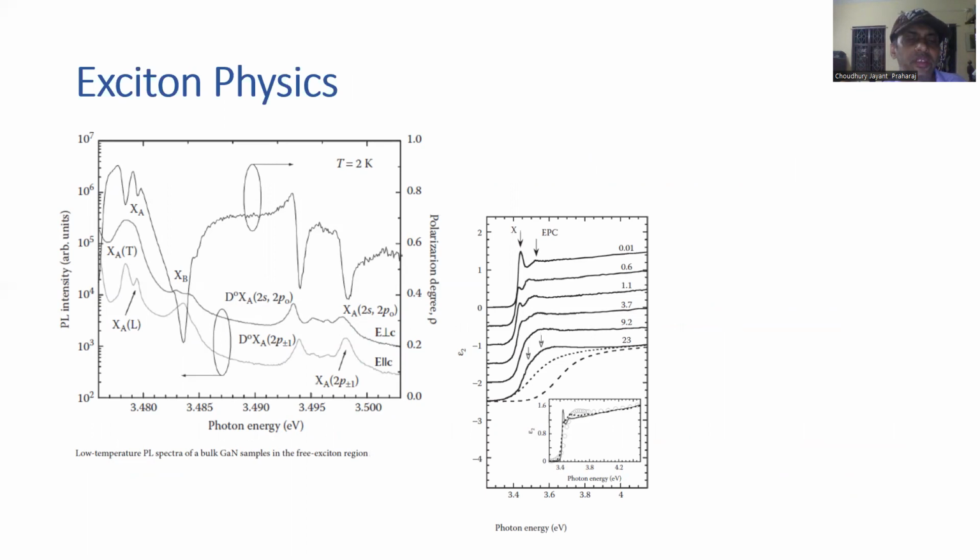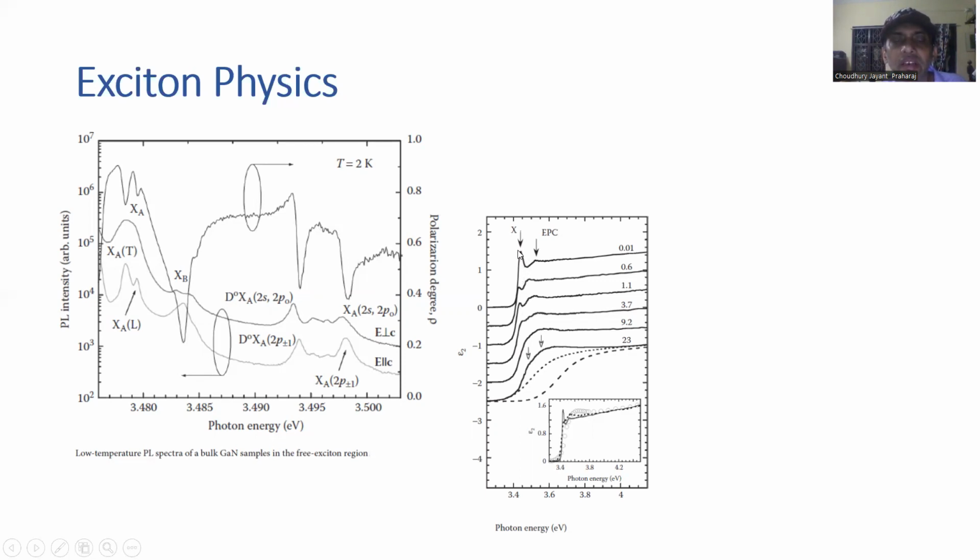Then we show here some experimental data about exciton physics in these materials. We have photoluminescence intensity as a function of photon energy, and we have different kinds of donor bound excitons, acceptor bound excitons, and other excitons in these materials as a function of photon energy.